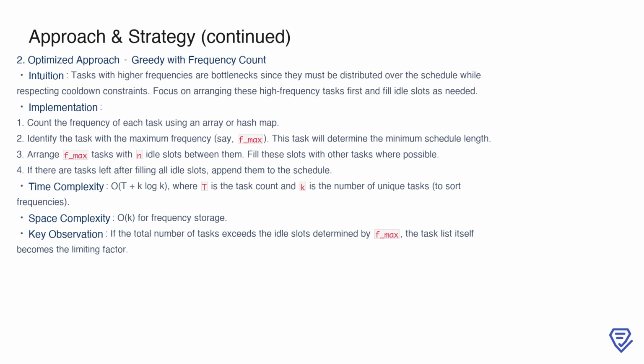The time complexity of this approach is O(t + k log k), where t is the total number of tasks, and k is the number of unique tasks, with the sorting step contributing to the logarithmic factor. Space complexity remains O(k), due to the storage of frequency counts. A key observation here is that if the total number of tasks exceeds the idle slots dictated by f_max, the task list itself imposes the primary limitation. This makes the greedy approach both efficient and practical.